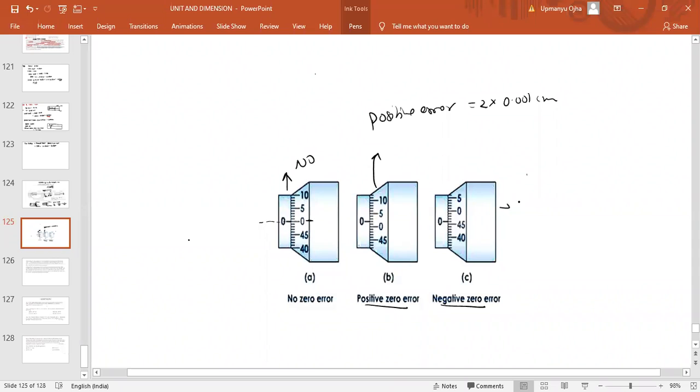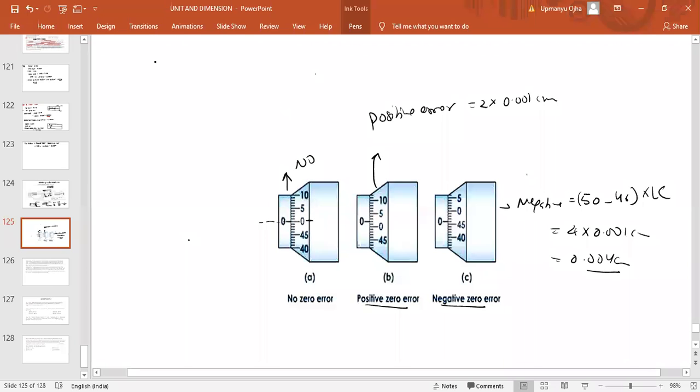Negative error, to find negative error, that is equal to total number of divisions minus coinciding. So in this case, what is the total number of divisions? 50 divisions are there. You can see here 46, 47, 48, 49, then 50. But when it comes to 50, the reading again comes to 0. So 50 minus coinciding, which is 46, into least count. That is 4 into 0.001 centimeter, which means 0.004 centimeter is the negative error.